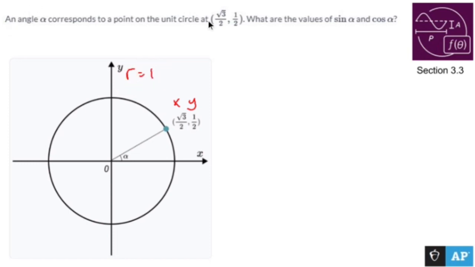Okay, so in precalculus, we refer to sine alpha, no longer thinking SOHCAHTOA thoughts. We just know that this is going to be y over r. So in this case, using this point right here and the fact that r is 1, sine alpha is going to be 1/2 over 1, which means sine alpha is just going to be 1/2.